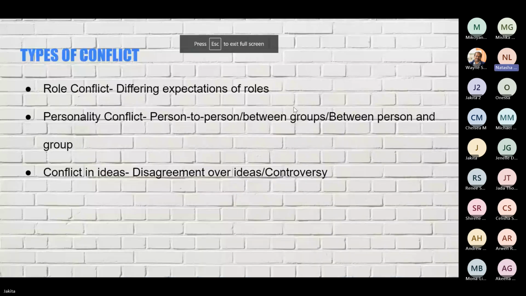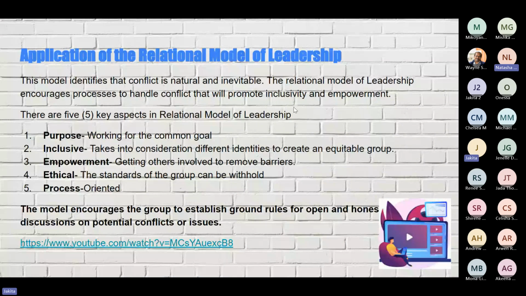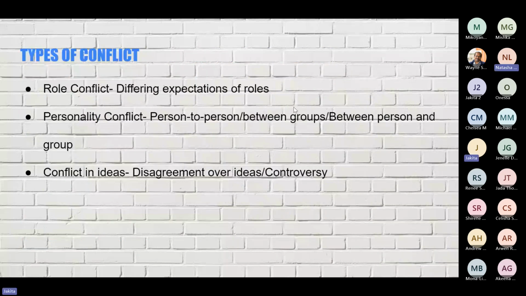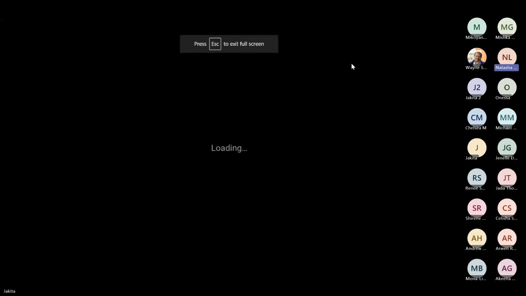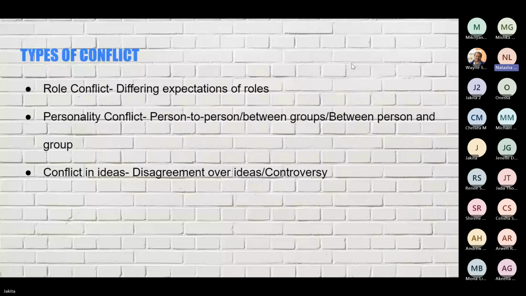So from the short video, we've realized that there are types of conflict. Just to recap, we have the role conflict, different expectations of roles. Fear of losing their value, fear of feeling not smart enough to think of the solution first. However, there's tremendous value in seeking personality conflict, person to person, between groups, between person and group. And then we have conflict in ideas, disagreements over ideas, or we have controversy.